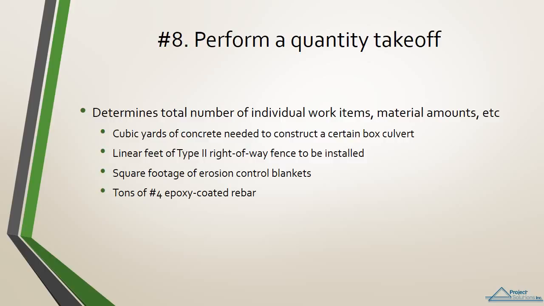Examples of items that would be determined in a quantity takeoff might include cubic yards of concrete needed to construct a certain box culvert, linear feet of type 2 right-of-way fence to be installed, square footage of erosion control blankets, tons of number 4 epoxy-coated rebar. For a given highway project, there are hundreds of items that are quantified in the quantity takeoff. When performing an estimate, quantity takeoffs usually take more time than any other task that the estimate involves.